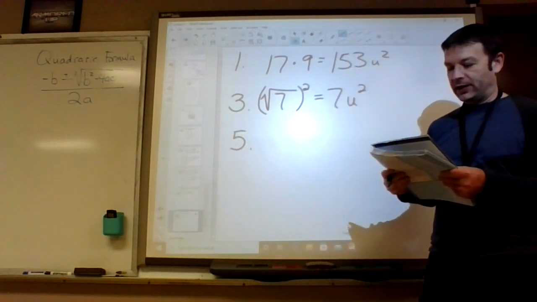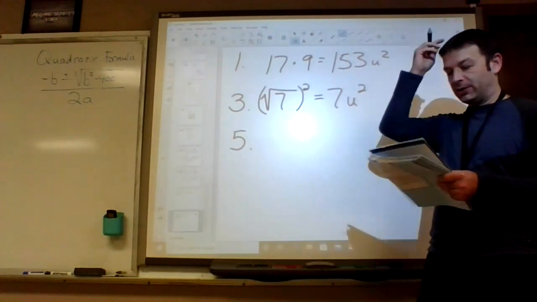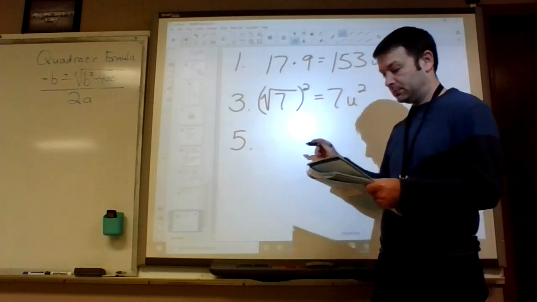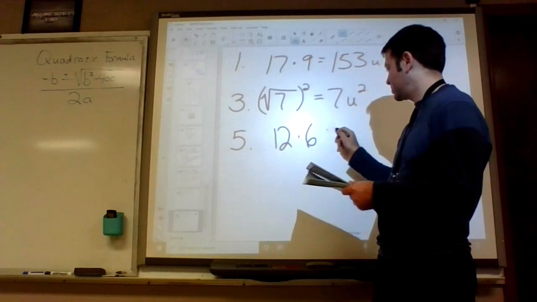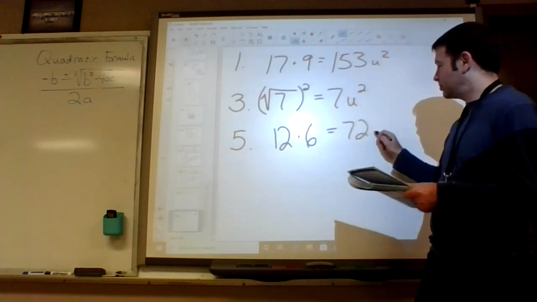Number 5, parallelogram. How do we find the area of a parallelogram? Base times height. 12 times 6. You guys remember your 12s? 72.